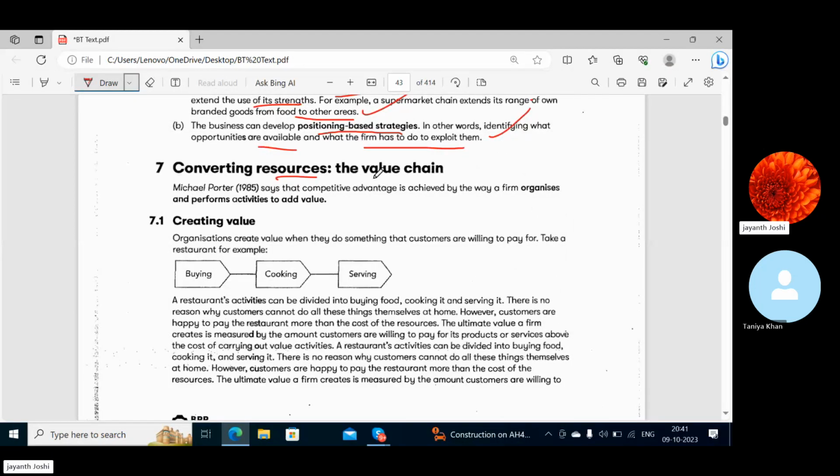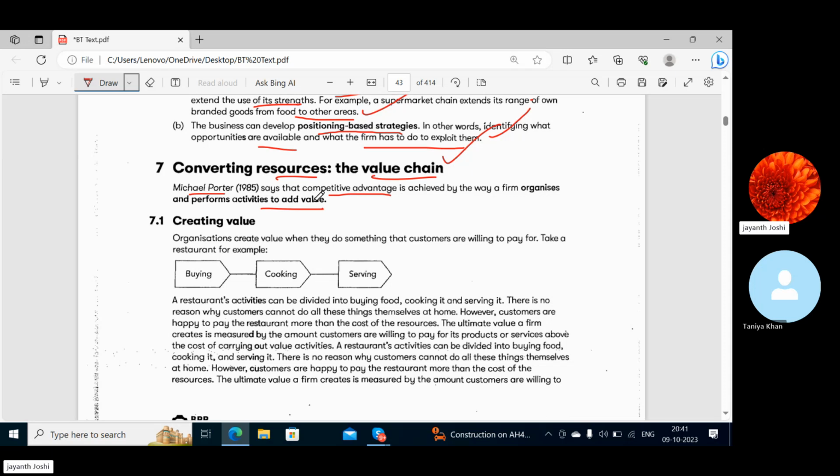Converting resources, the value chain. So how resources are converted through a value chain, we'll see. Michael Porter in 1985 says that competitive advantage is achieved by the way a firm organizes and performs activities to add value.